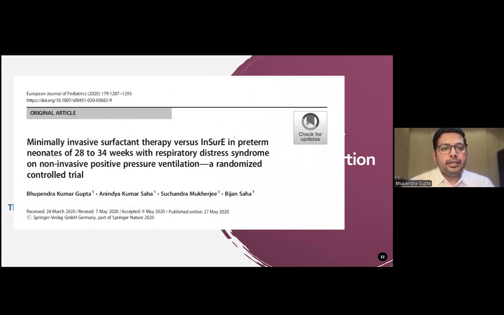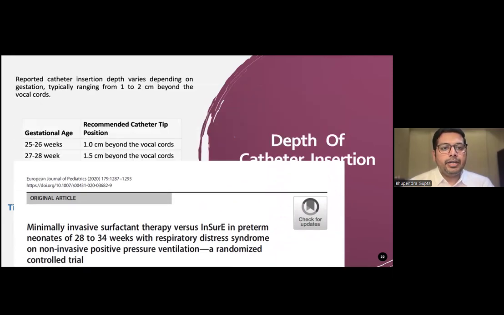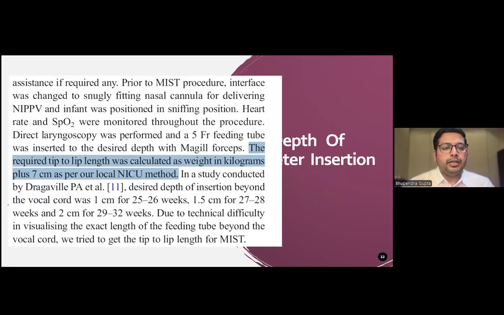an RCT in 28 to 34 weeker neonates with RDS, and we devised a formula. The tip to lip length was calculated based upon our observation study, based upon some X-ray findings, that the length should be 7 centimeter plus the weight of the neonate in kg, because the length is very important for uniform distribution in both the lungs.